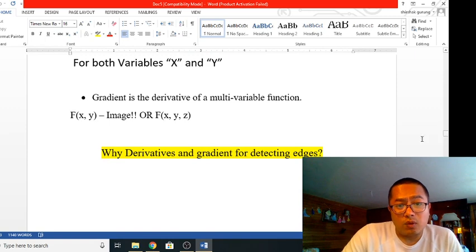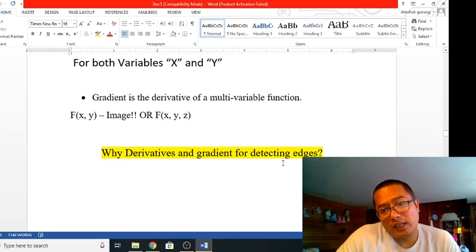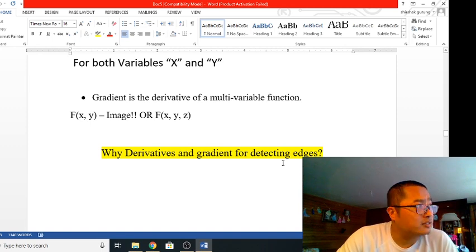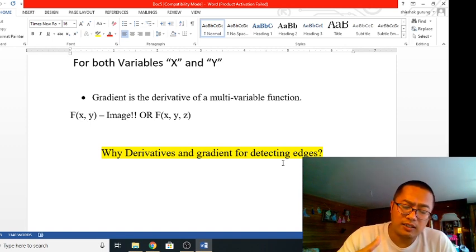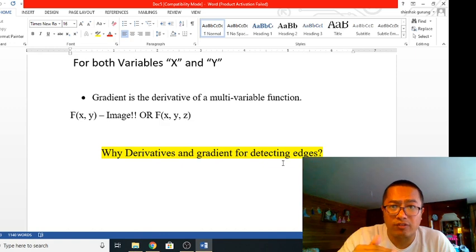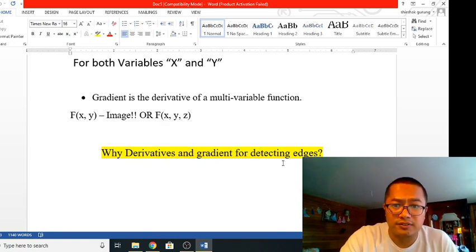Now, again, why derivatives and gradients for detecting edges? When you detect edges, we would have segmented an image. We already said edges are places of highest transition, highest rate of change, and derivatives are a tool to find the rate of change. Since derivatives are for a single variable, and an image is multivariable, we find partial derivatives. Collectively, when you take partial derivatives of all the variables of a function, they are known as gradients. And gradients are vectors. It has a magnitude and it also has a direction.